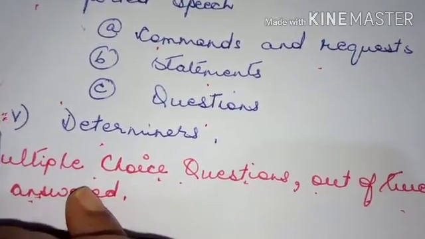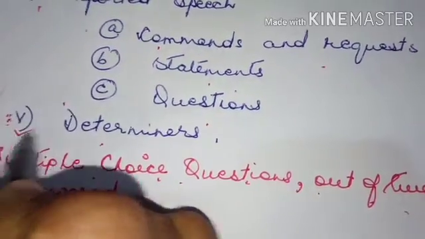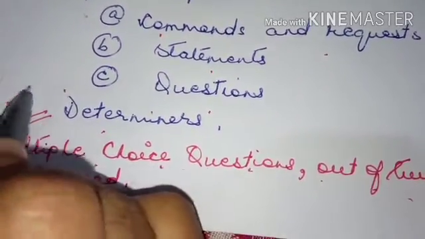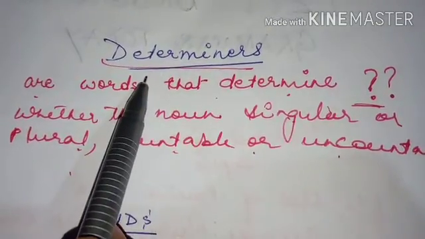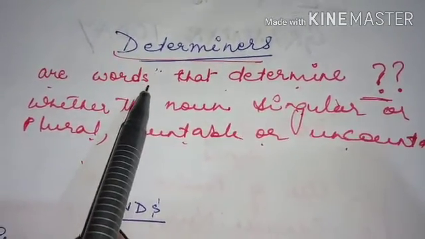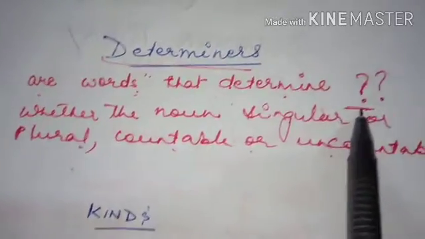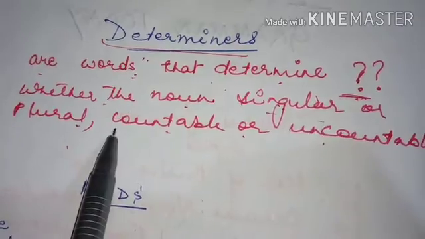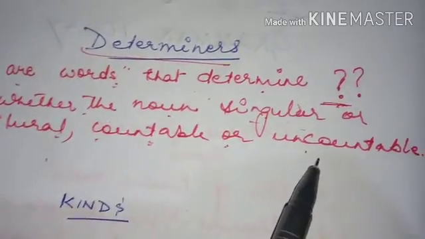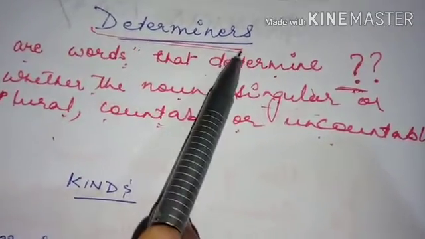Today I'll give you a brief introduction to determiners. Among all the topics, we'll just talk about determiners today, okay? So what are determiners? Determiners are words that determine. Now what do they determine? They determine whether the noun is singular or plural, or countable or uncountable. So they have a very major role to play.